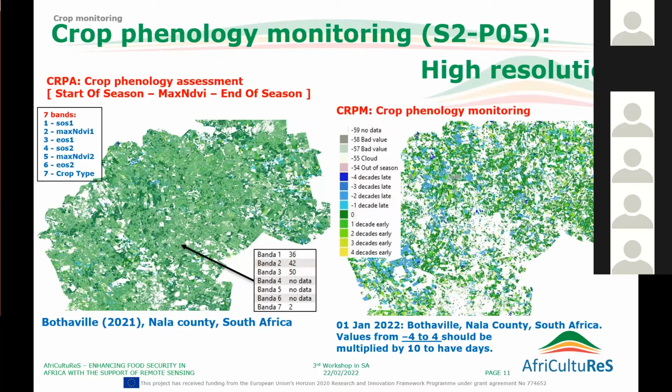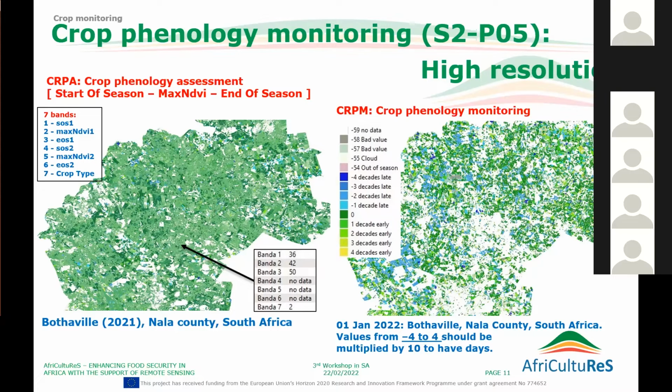And this is the case of the monitoring of the phenology at high resolution. Also in this case, what we are providing for every year is the phenology extracted from satellite images: the start of the season, the day of the maximum NDVI, and the day of the end of the season.